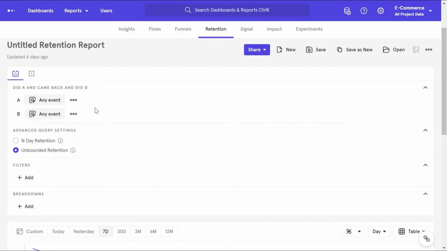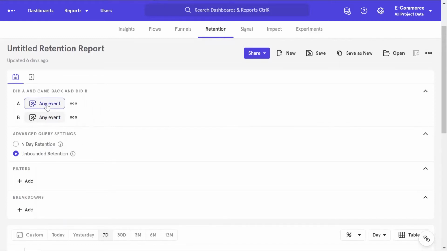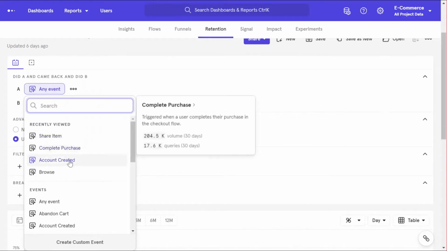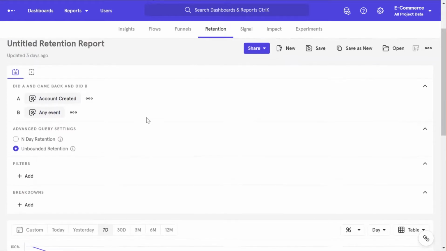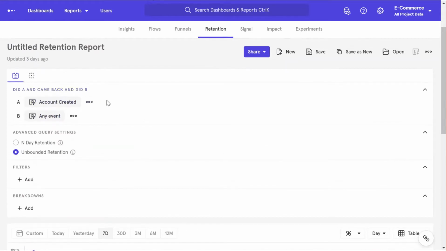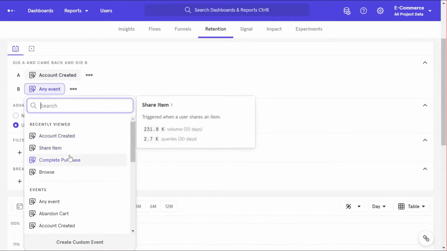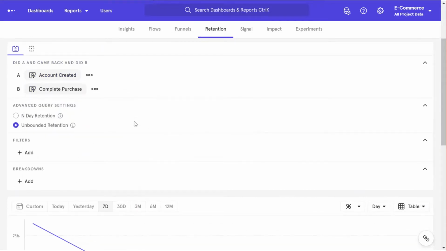Suppose we want to see that all the people who were acquired on the product, how many of them came back and actually placed an order over different periods of time, what was their retention like. So I will select the first event as account created. This I must remind you is supposed to be an e-commerce product, and we have some sample data here that we are using. Account created is fired when people sign up. So this is your acquisition event. And then complete purchase is the event that is fired when people place an order.